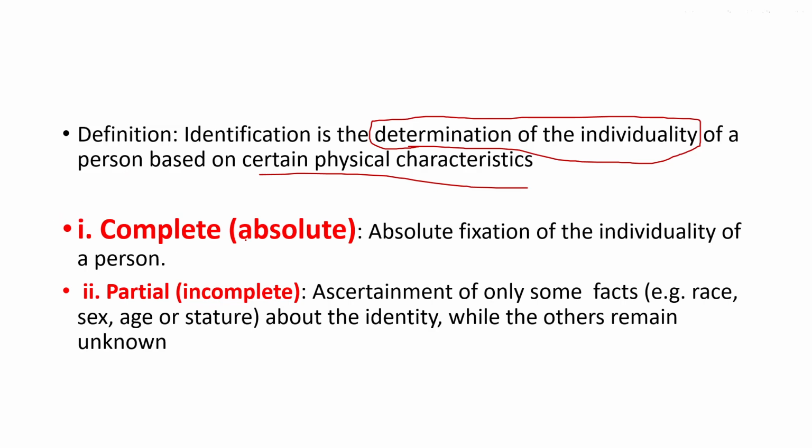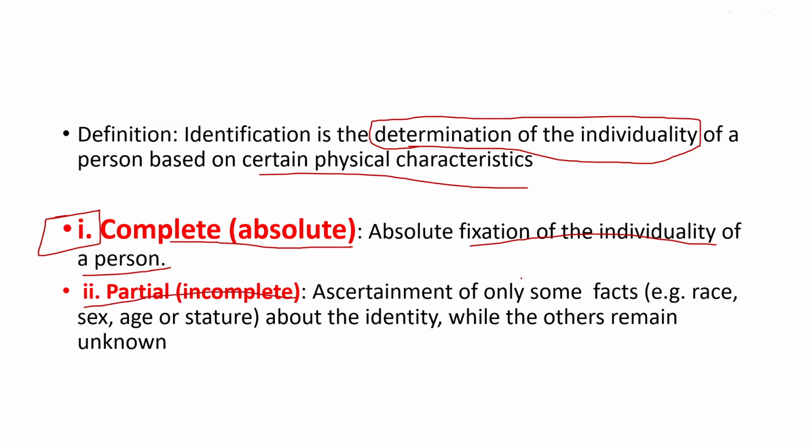Let's go to the types of identification. There are two types. One is complete and absolute identification, like absolute fixation and individuality of a person, right? We know complete data about that person. So we say that this is complete identification. What is partial identification?